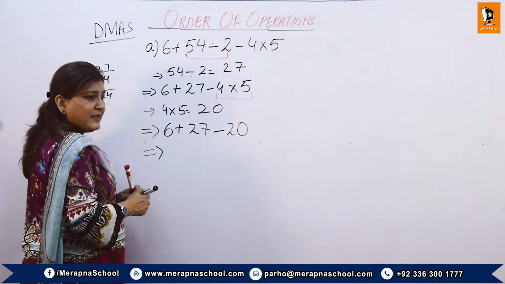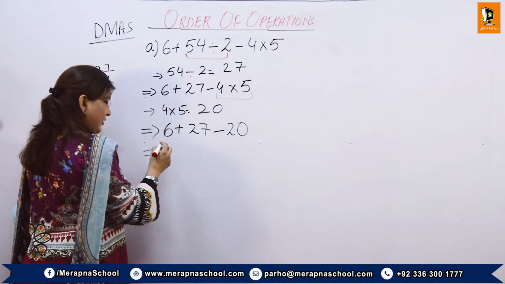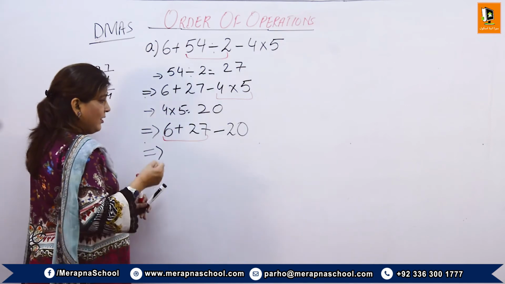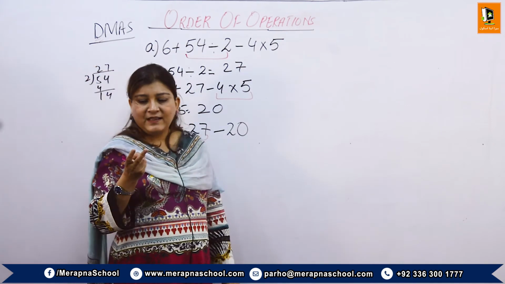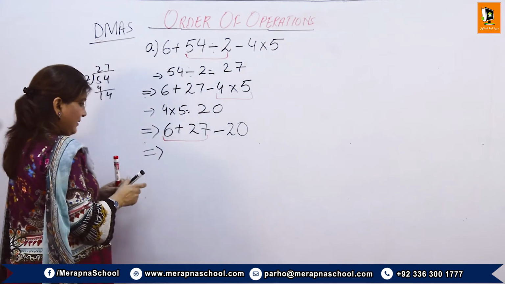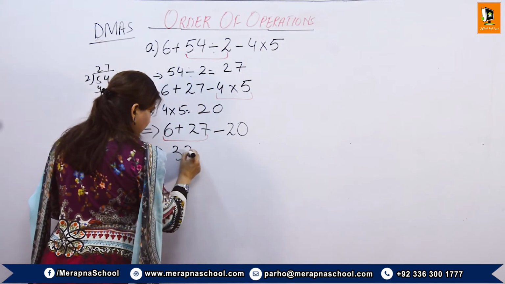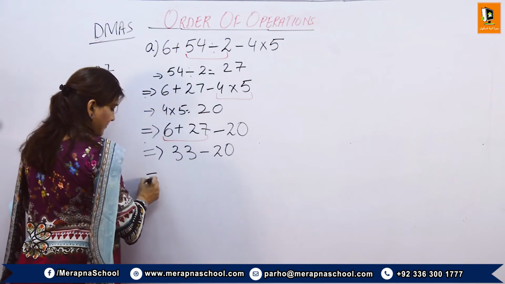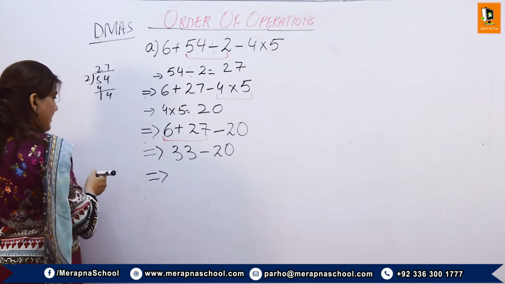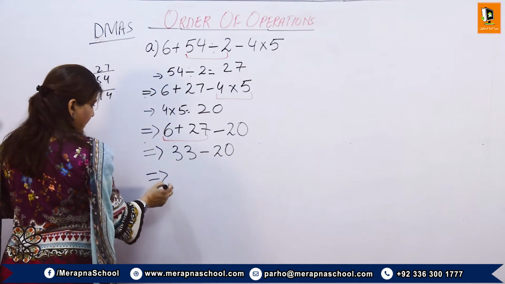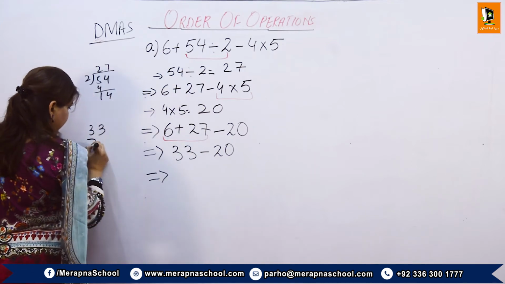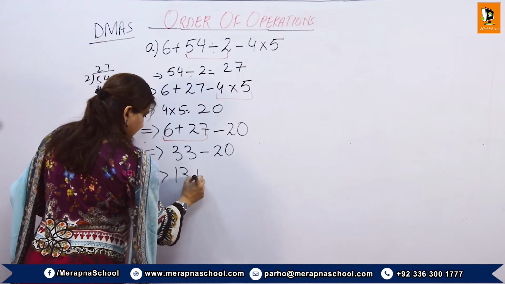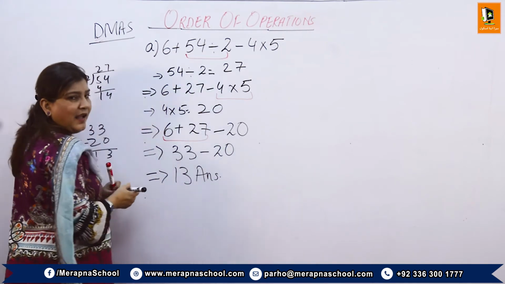Now according to the DMAS rule, which one do we solve first? Addition. So 27 plus 6 is how much? 28, 29, 30, 31, 32, 33. So we write 33 minus how much? 20. 33 minus 20 how much? 13. So 13 is your answer.